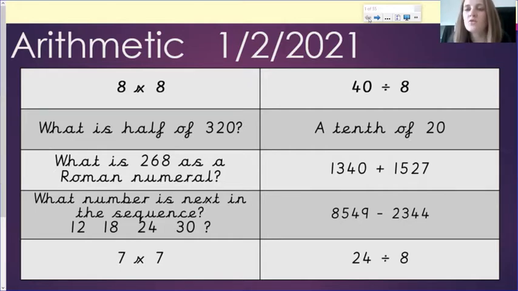What is 1,340 plus 1,527? What is 8,549 minus 2,344? What is 24 divided by 8? So pause the video now and answer those questions.